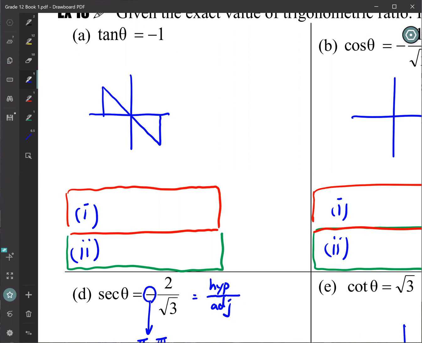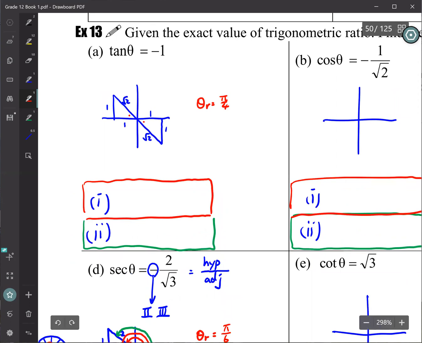Next step is to fill in the sides. So it's 1, 1: opposite, adjacent, opposite, adjacent. So the hypotenuse is root 2. William, what is the reference angle then? 45. In radian? Pi over 4. Yeah, okay. I've got to push you guys to think in radian now. Otherwise, you always think in degrees and change to radian.